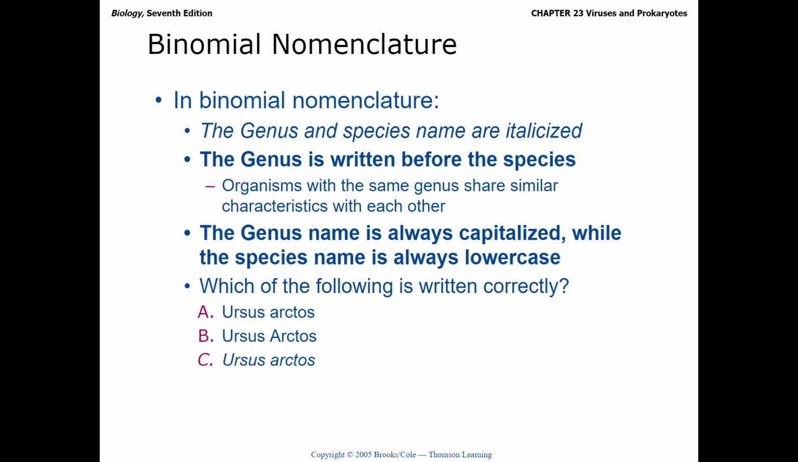So, with that information in mind, which of the following is written correctly? A. Ursus arctos. B. Also Ursus arctos. Or C. Ursus arctos. So they're all the same genus and species, and we're not looking at that. We're looking instead for something that's italicized, that has the first word capitalized, and the second word lowercase. So if you said C, you would be correct.